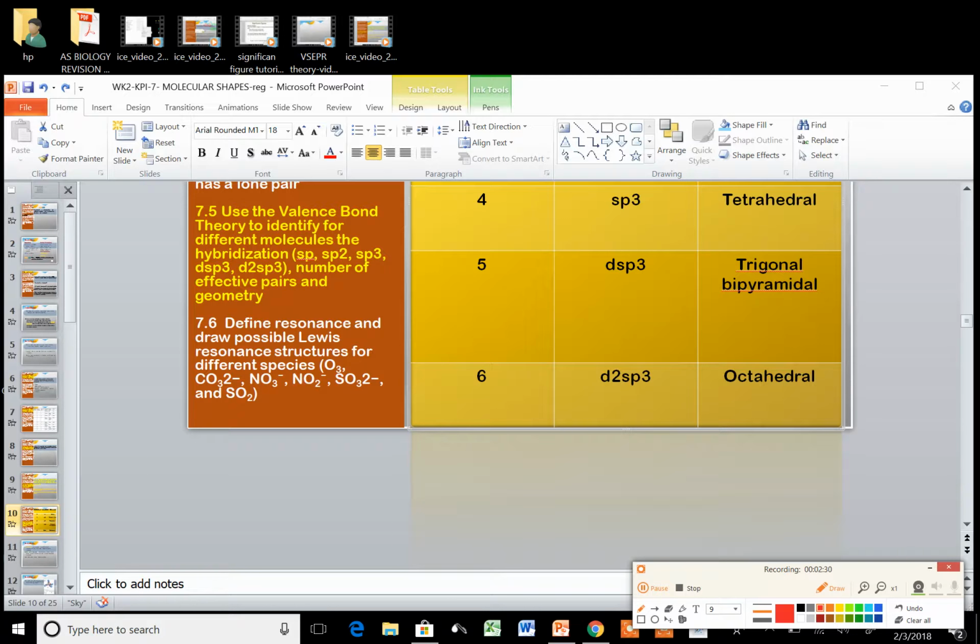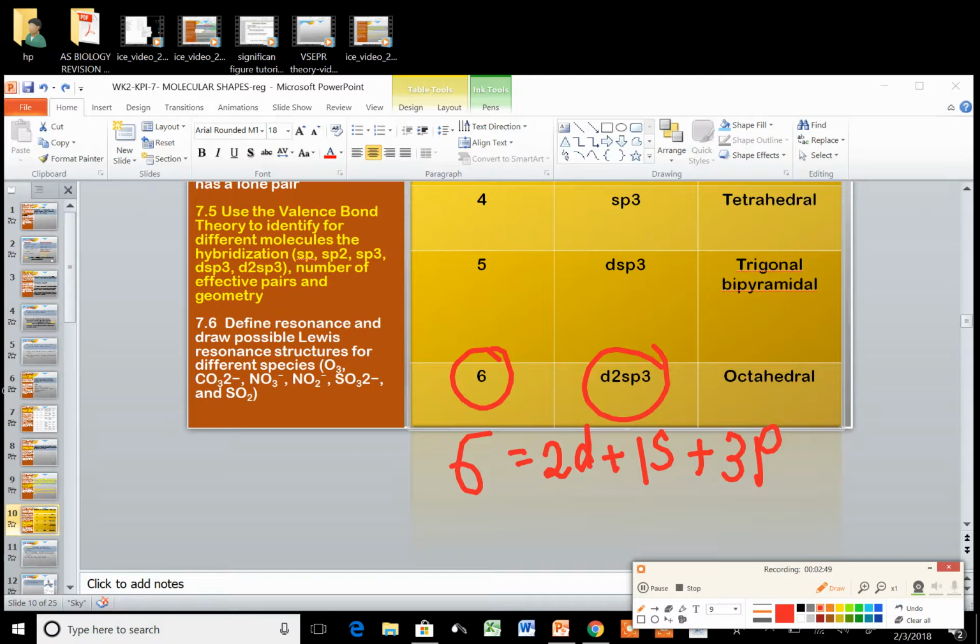The last type of hybridization we call d2sp3. It results from, you can guess it, d2 meaning 2 d orbitals, s meaning 1 s orbital, p3 meaning 3 p orbitals. So we have a total of 6 orbitals taking part in hybridization, so they will form 6 orbitals. Each of them is called d2sp3. The molecular geometry of this molecule will be octahedral.